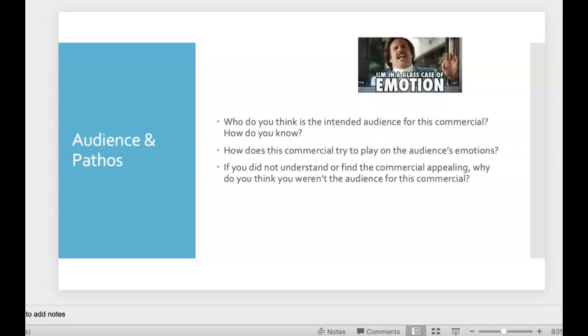So when we're thinking about the rhetorical triangle, speaker, subject, audience, and then we're thinking about the modes of persuasion, ethos, pathos, logos, they go together in a specific order. So when we think about audience, we're thinking about pathos. It's how what we're presenting makes the audience feel.